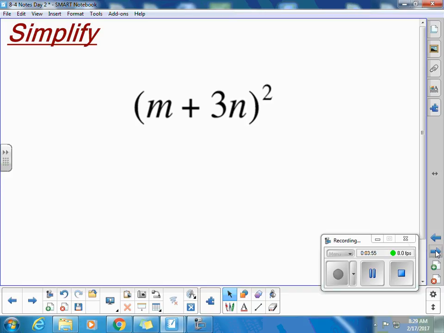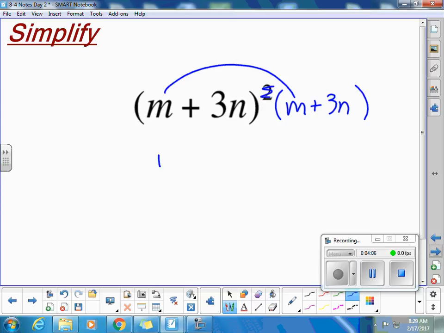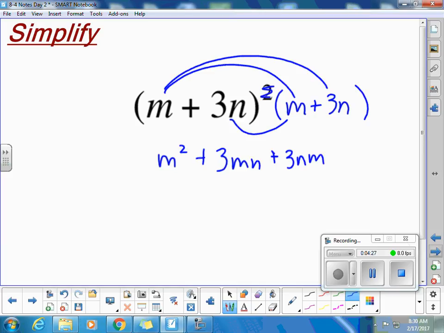All right, so if we simplify this one again, I always cross that out and think of it as m plus 3n. And we just FOIL or use box method. M times m is m squared. M times 3n is plus 3mn. I keep them in alphabetical order. So 3n times m is plus 3nm. I'm going to write nm this time just so we can talk about it. And then 3n times 3n is 9n squared.